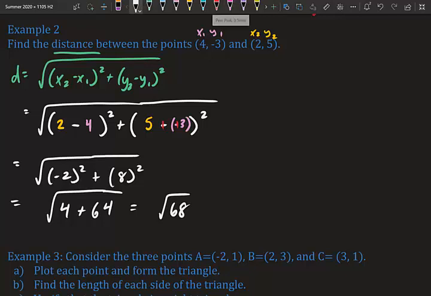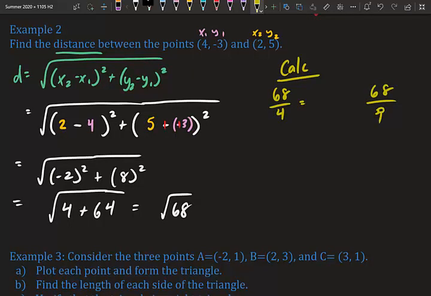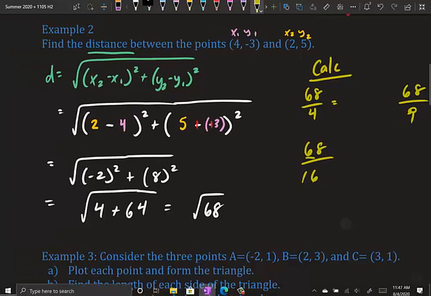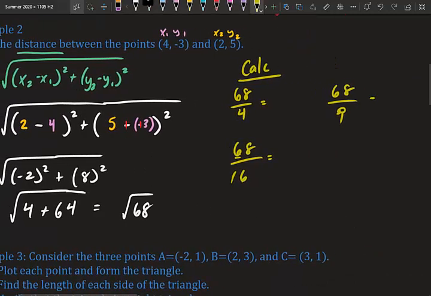So if you have a calculator, this is what I suggest you doing to simplify radicals. With your calculator, what I would do is I'm looking for a perfect square. So I would do 68 divided by 4, 68 divided by 9, 68 divided by 16. You see how those are perfect squares? And then I wait till I get a perfect number. So 68 divided by 4, I get 17. That's perfect because 17 is prime, and I can't simplify that anymore.